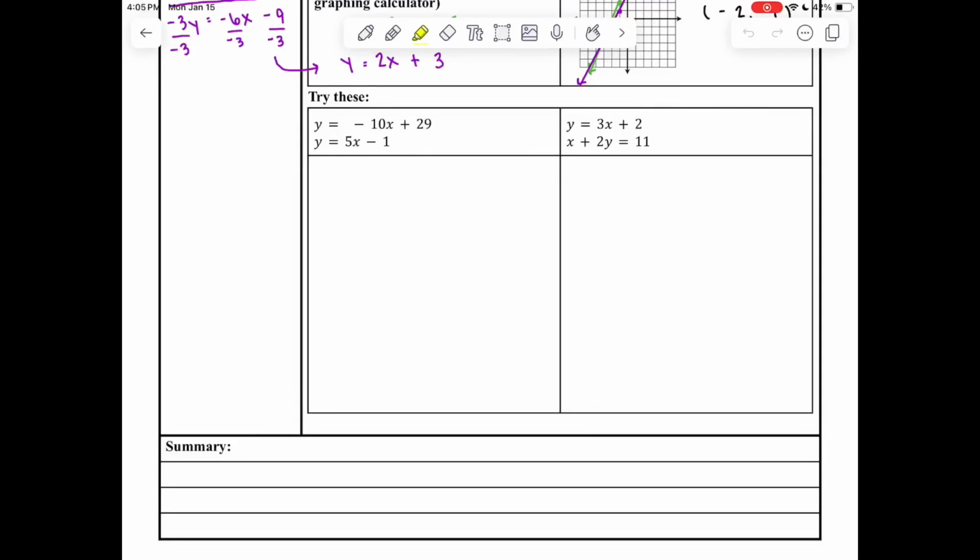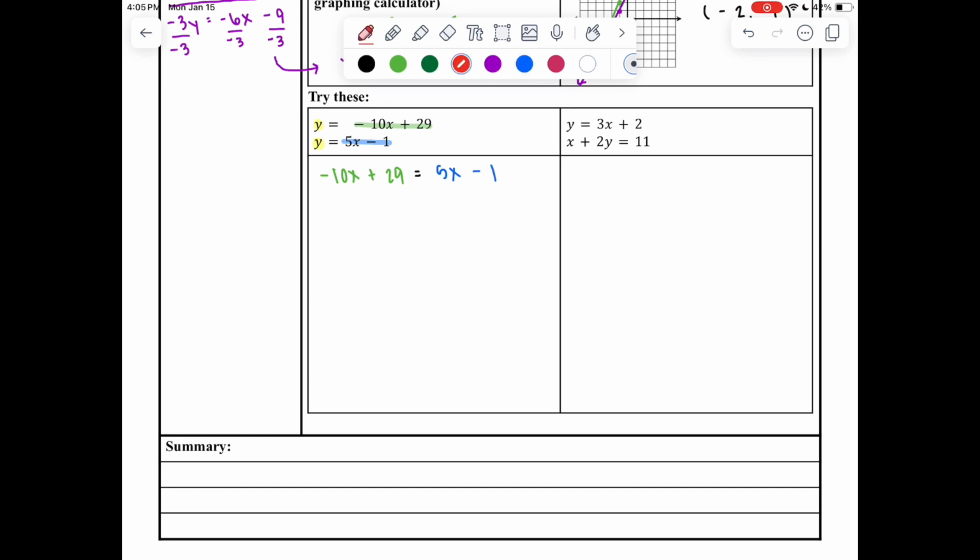Alright, we got two more examples here. The first example, I want you to notice how both of these equations are set equal to y. When that happens, what we'll do is look at the expressions themselves. And since both of these expressions are equal to y, I can go ahead and set them equal to each other. This is our first kind of substitution. Negative 10x plus 29 is now equal to 5x minus 1 because both of these are equal to y.